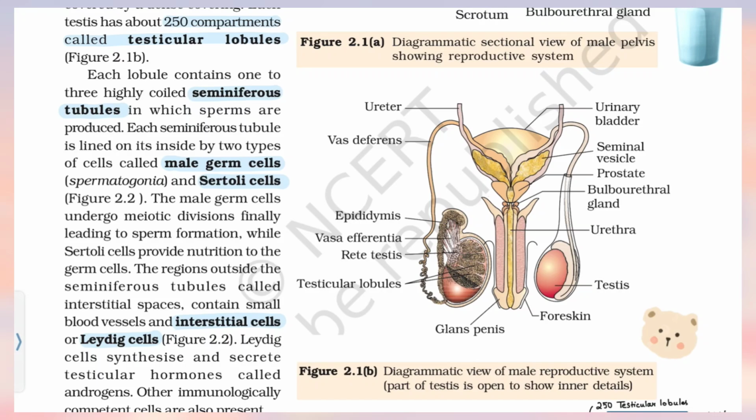From the seminiferous tubules, sperms are collected into a network of tubules called the rete testis. Rete testis acts as a collecting channel, collecting sperms from different tubules. From the rete testis, sperm passes into small ducts known as vasa efferentia. These ducts help in transporting sperm out of the testis. The vasa efferentia opens into the epididymis.